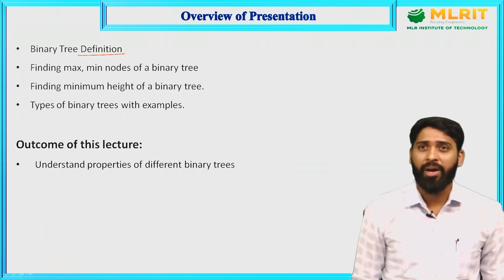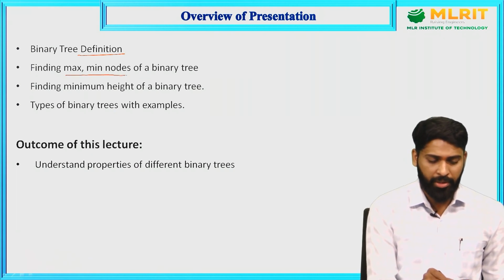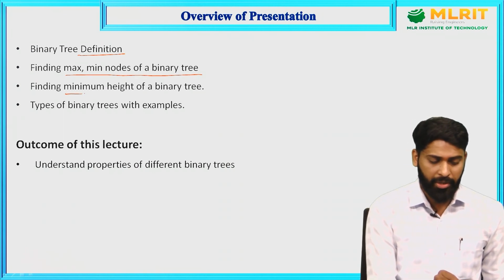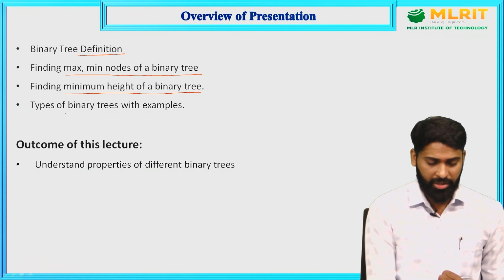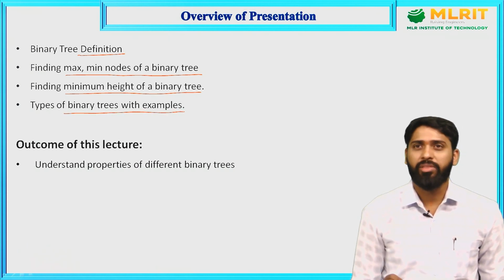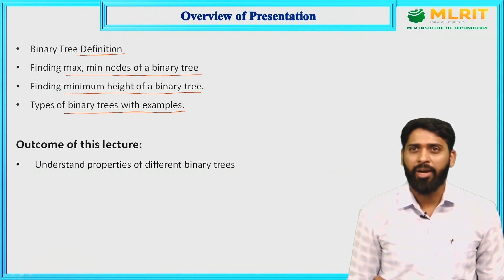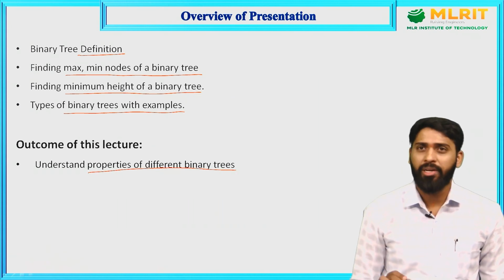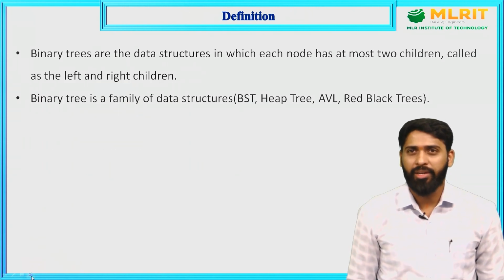definition of binary tree and how to find maximum and minimum nodes of binary tree and how to find minimum height of a binary tree if they are giving number of nodes, and finally we see the different types of binary trees with some examples. Outcome of this lecture: at the end of this lecture you will understand properties of different binary trees we have in data structures. So, definition of binary tree.